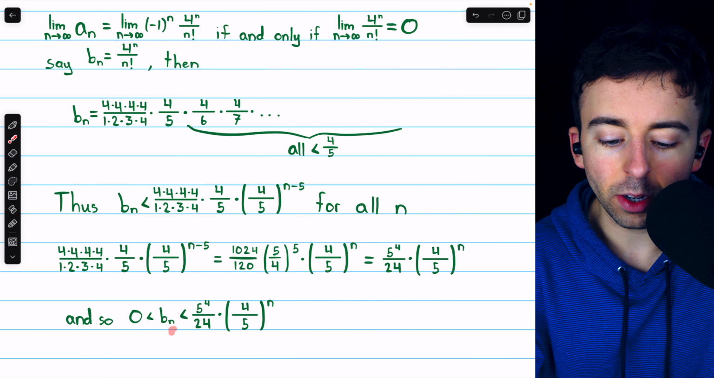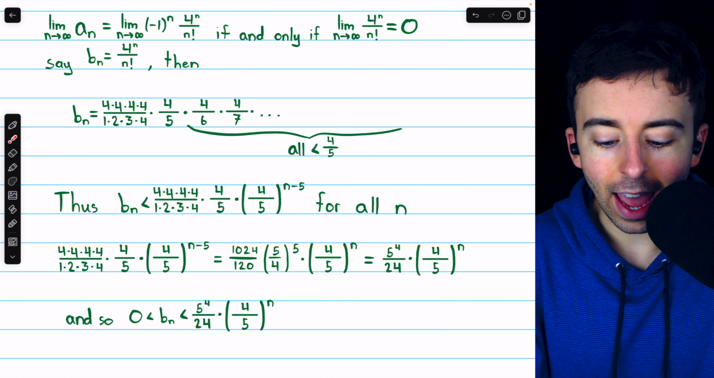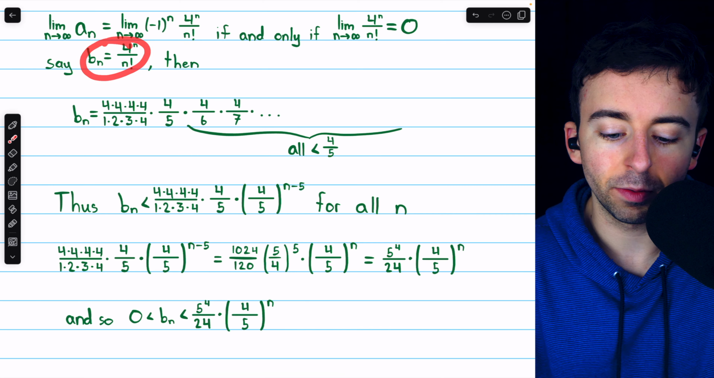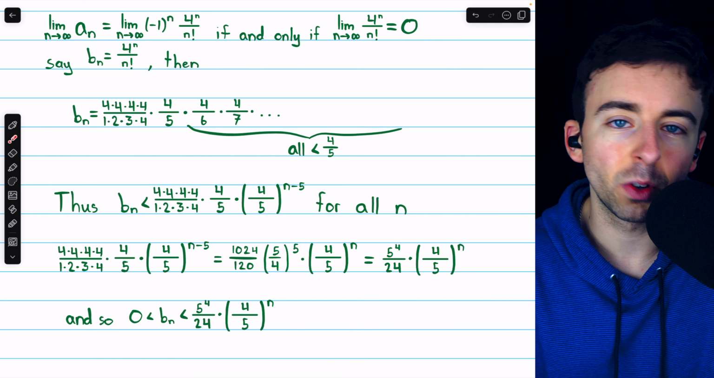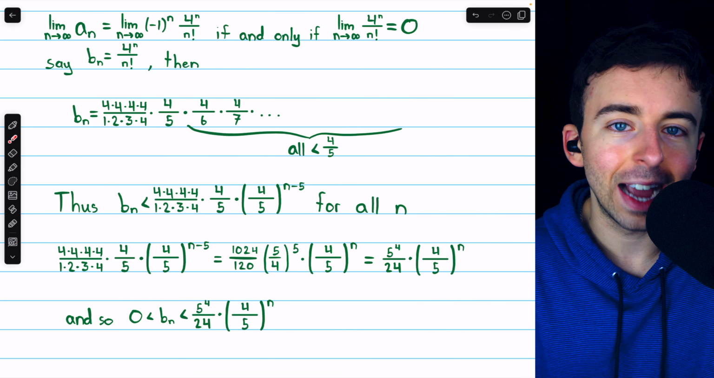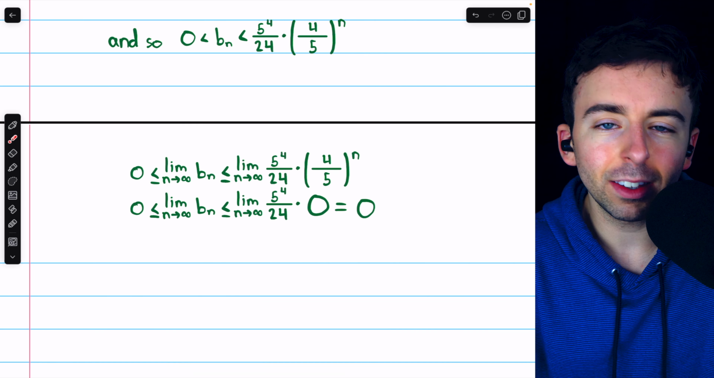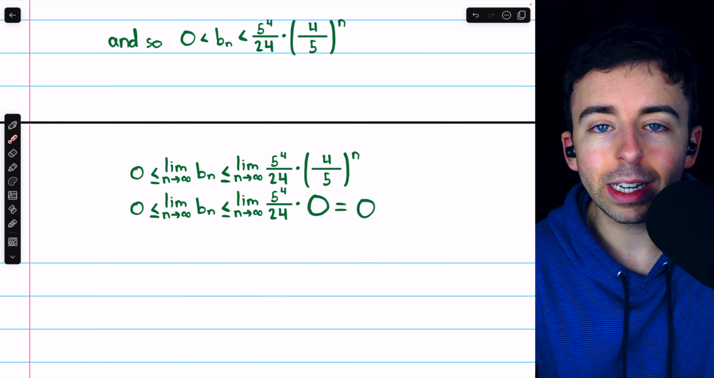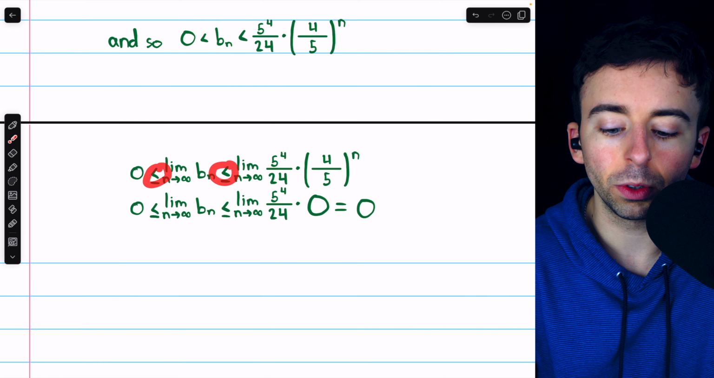Every term of our sequence, Bn, is certainly less than that and greater than 0, because Bn entirely consists of positive integer expressions with an exponential divided by a factorial. There's no zeros or negatives there. Since Bn is squeezed between those two things, let's try taking the limit across the whole inequality. When we take the limit, we have to change the less thans to less than or equal to's.